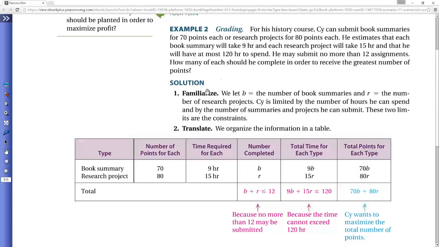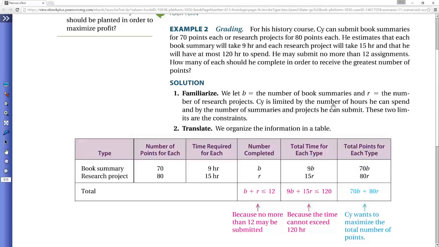Well, there's a lot of information packed in this little paragraph, and we need to familiarize ourselves with this. And they start doing some things that are very important when you're trying to translate from English into algebra, is to find variables. We want a variable to represent some important information or some really unknown thing in here. What's he trying to figure out? Well, the number of book summaries he should do. Let's call that B. And R, let's call that the number of research projects. Isn't that the question? How much of each one of these does he need to do to maximize the amount of points he can get?